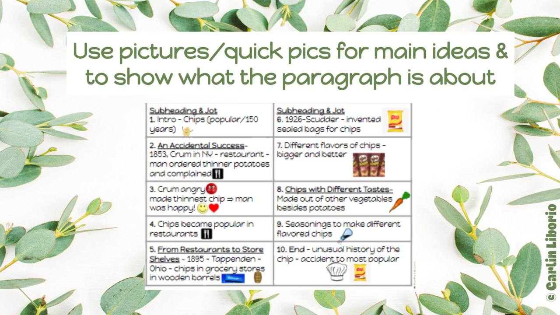So if you're saying that the guy was angry, you might have an angry face. And then after he gave him the thinnest chip ever, he was happy. So you could do little symbols. I did a salt shaker, pepper shaker for seasoning. So those are things that you can do throughout the passage, and you can model that, and then they can practice that. And that just helps them to be taking the passage on a little bit of a deeper level than just reading it.